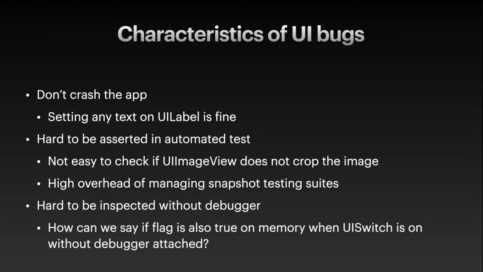Now we can think about several characteristics of UI bugs. It does not crash the app. Setting any text on UI label is fine, even if it is not what we intend. Also, it is hard to be assertive. How do we make sure if the image on UI image view is not cropped? Maybe we can think of snapshot testing, but the overhead coming with it is quite high in iOS development. Lastly, it is hard to be inspected without debugger. For example, how can it say if flag is also true on memory when UI switch is on without debugger attached?